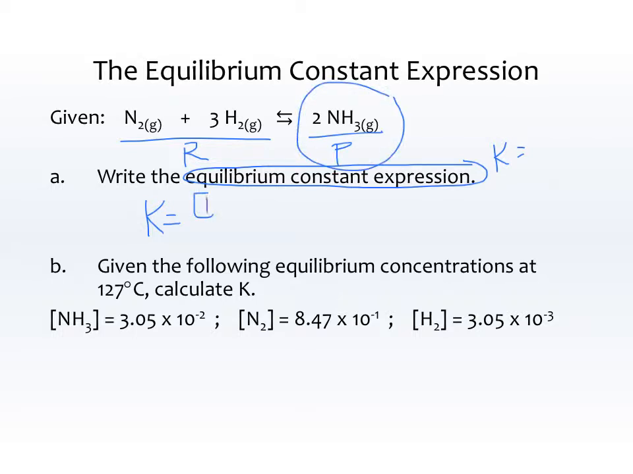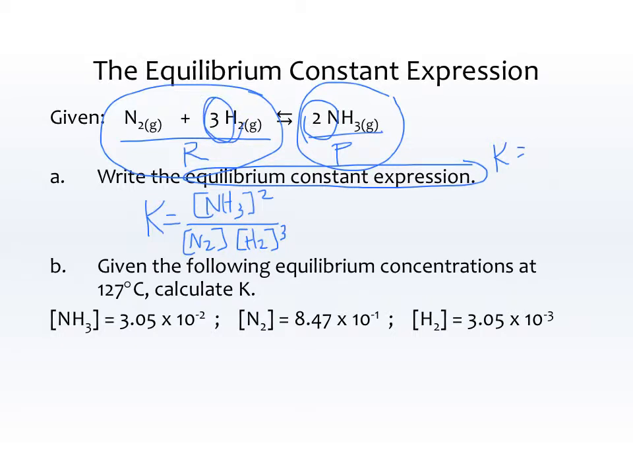It's going to be NH3 in brackets, has to be in brackets to represent concentration, raised to the power of 2, or squared, divided by the reactants, so that's going to be N2 times H2, and the H2 is going to be cubed because there's a 3 in front of the H2. That is the equilibrium constant expression right there. Essentially, that's the equation that you're going to plug numbers into.